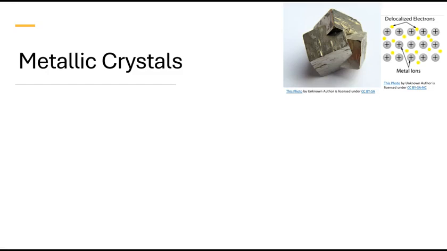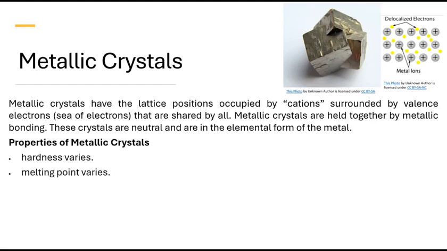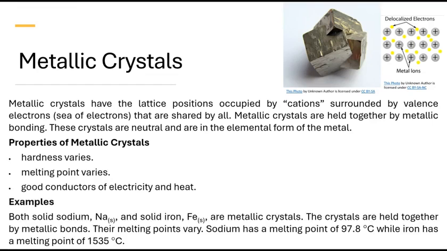We also noted metallic crystals. Metallic crystals have lattice positions occupied by metallic cations surrounded by valence electrons, or the sea of electrons, that are shared by all. Metallic crystals are held together by metallic bonding. These crystals are neutral and are an elemental form of the metal. Properties of metallic crystals: their hardness varies, it depends on the metal. Melting point varies, depends on the metal again. But they're very good conductors of heat and electricity. For example, both sodium metal and iron metal are metallic crystals. The crystals are held together by metallic bonds, but their melting points vary. Sodium has a melting point of 97.8 degrees Celsius, while iron has a melting point of 1535 degrees Celsius.